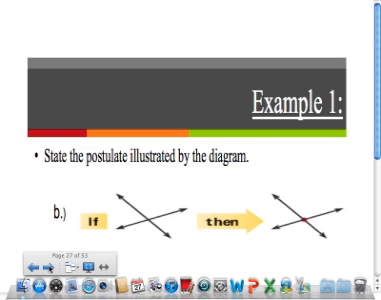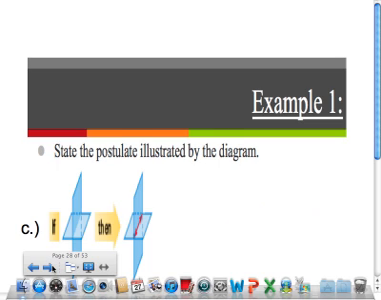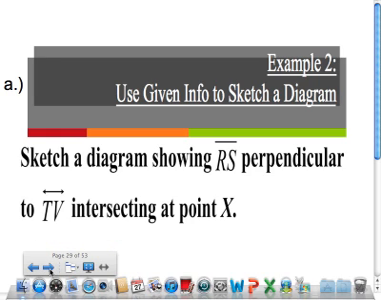State the postulate illustrated by the diagram. If-then. You'll notice here you have 2 lines intersect, and this part is bolded. So if 2 lines intersect, they intersect at exactly 1 point. If 2 planes intersect, their intersection is a line. Again, I'm going through these quickly because these are things that you should already know.